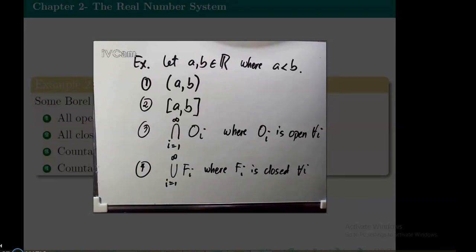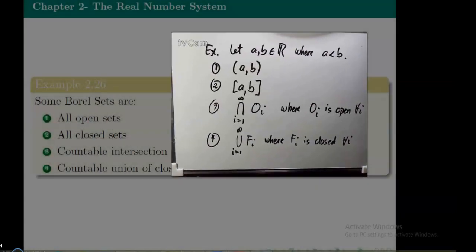Then the countable intersection of open sets is a Borel set. So if we take the countable intersection of open sets, it is also a Borel set. Also, if we take the countable union of closed sets, these are examples of Borel sets.